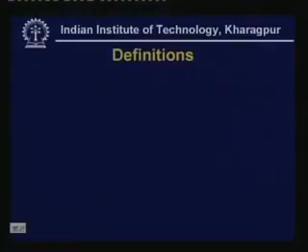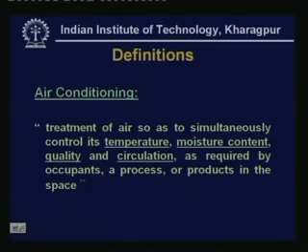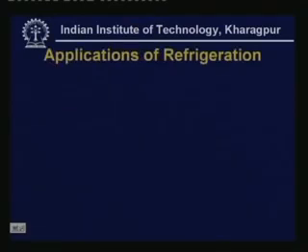Now let us define air conditioning. Air conditioning refers to the treatment of air so as to simultaneously control its temperature, moisture content, quality and circulation. So why do we want to do this? We want to do this because this is required for occupants' thermal comfort, and it is required for processes or products in the space.